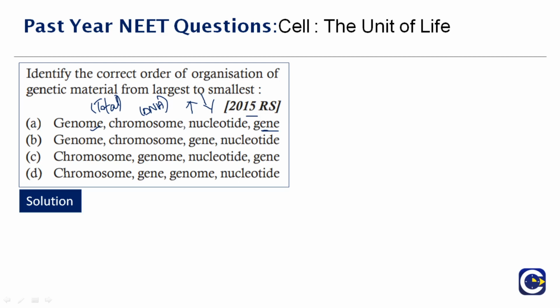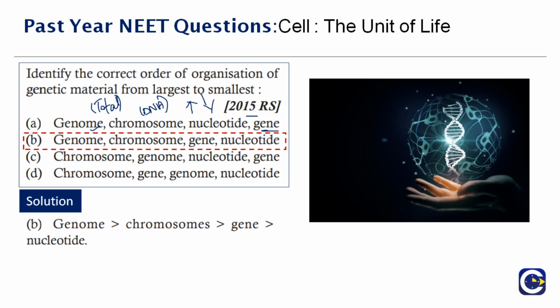Now since we have completed all the 4 keywords, it is very important to arrange them from the largest to the smallest order, which is huge, which is large. So the correct order is genome, chromosome, gene and nucleotide. We have arranged it from the largest to the smallest. Therefore the correct answer is option B, genome, chromosome, gene and nucleotide.